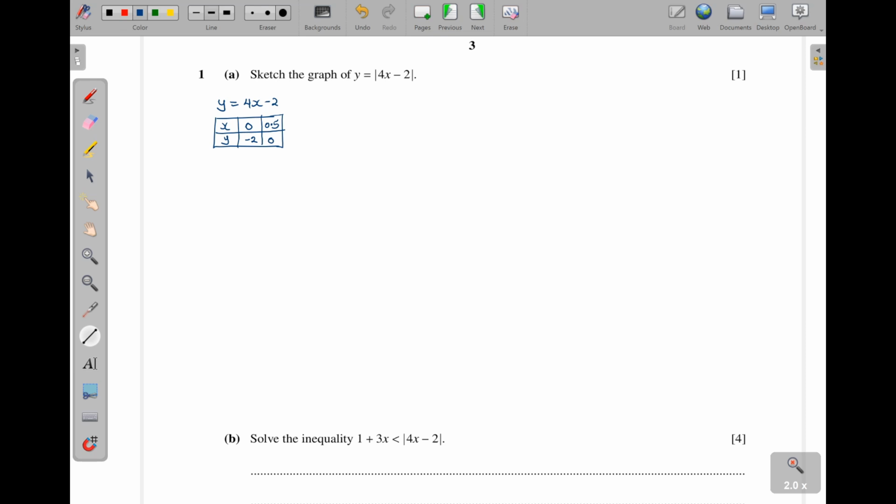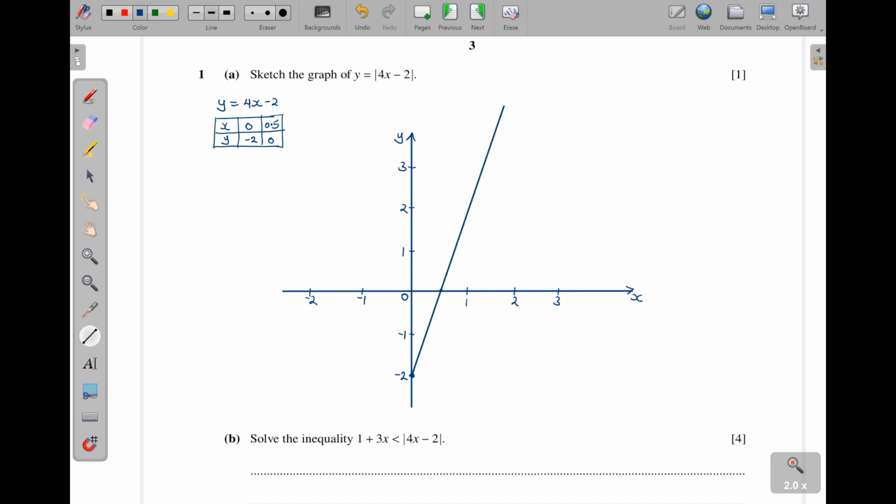So then I'll put down my sketch here. Now we can draw 0, negative 2, which is down here, and then 0.5, 0 is here. So we are supposed to draw a line which goes like this, cutting the x-axis at 0.5, but cutting the y-axis at negative 2.